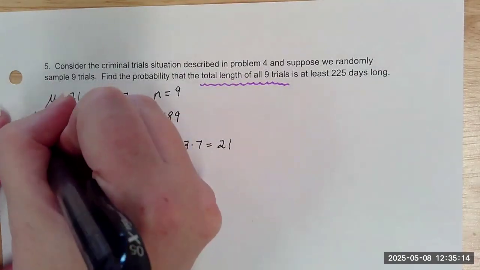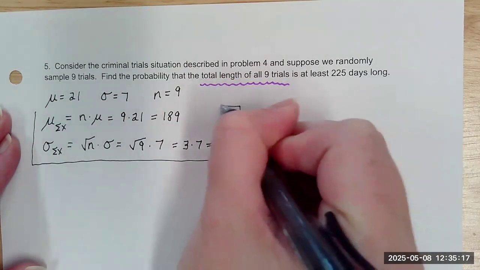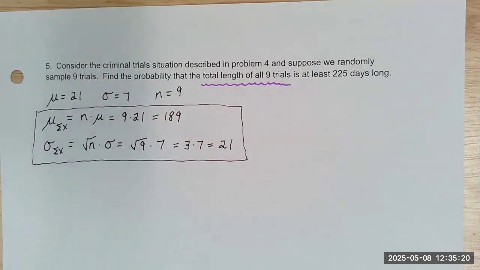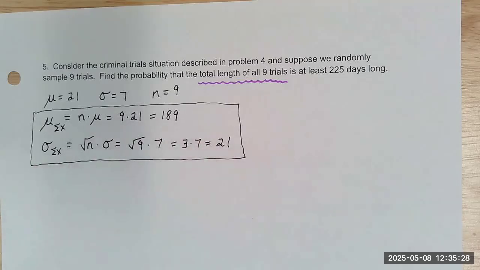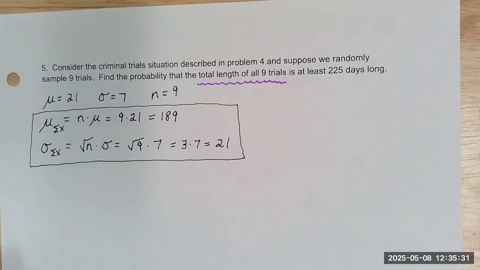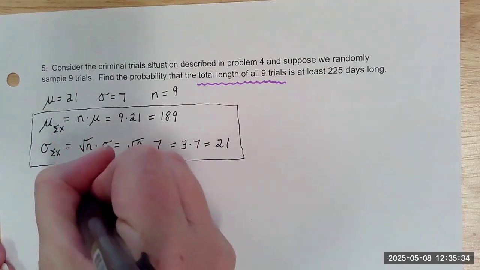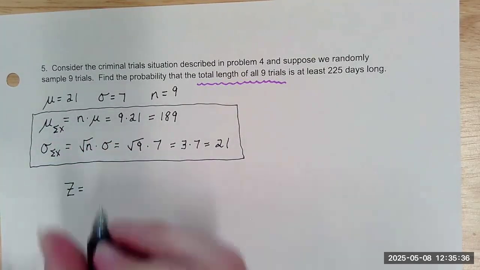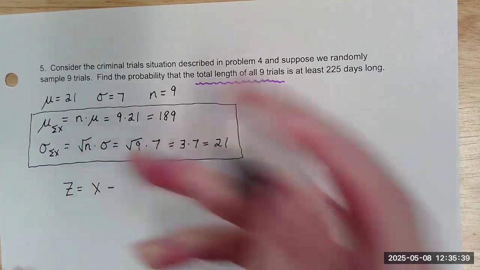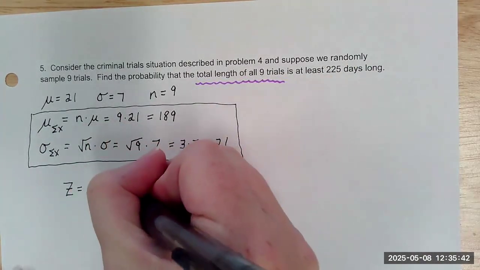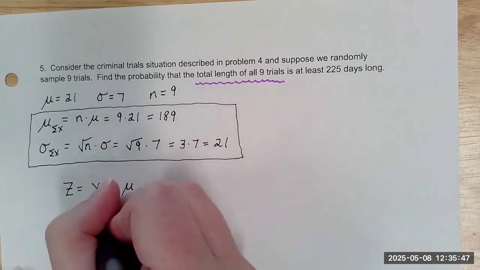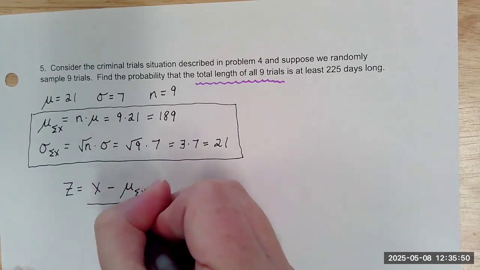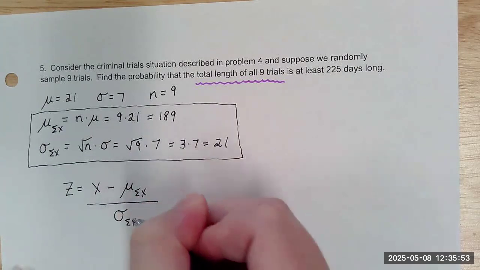So this is the information that we're going to use for this problem. We had to use the information they gave us from the last problem to do it, but we're going to use that the mean is 189 and the standard deviation is 21. We're going to still use the Z formula. This time, the X that you're going to use in your Z formula is going to be that 225. And when we subtract the mean, we're going to subtract the mean of the sum, and we're going to divide by the standard deviation of the sum.